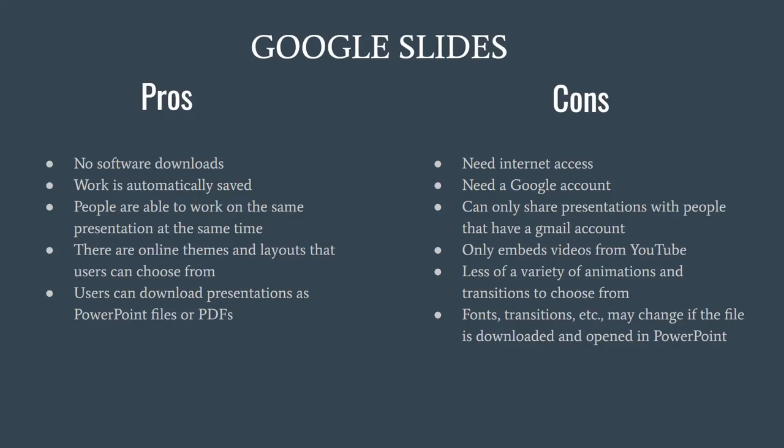For example, if you're using a specific type of font in your Google Slides presentation and you download it to a PowerPoint file and you try to open up your presentation in PowerPoint, if PowerPoint does not have that same font size or that same font type, it is going to revert back to its defaults, which is usually Arial. So you could be missing some things in the converting process.